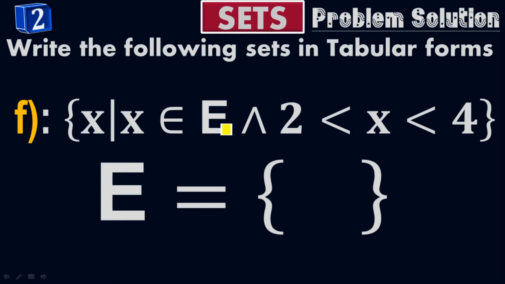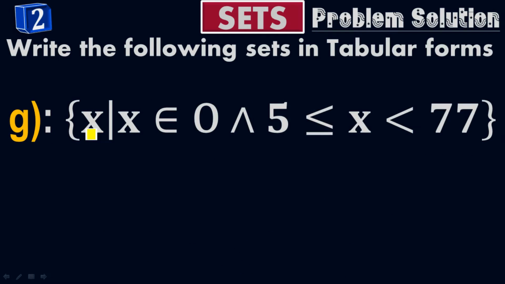Remember, we are talking about even numbers, not simple natural numbers, or integers, or whole numbers. We are talking about even numbers. So x belongs to even numbers where x is greater than 2 and less than 4, which means that there is no even number which is greater than 2 and less than 4. Between 2 and 4 we don't have any even numbers. Therefore we're going to simply put the empty set. E equals the empty set. It is the tabular form for F.